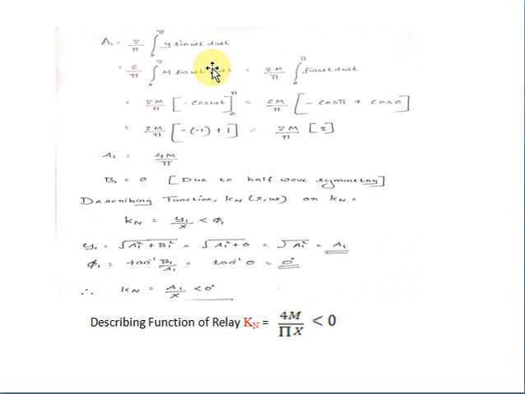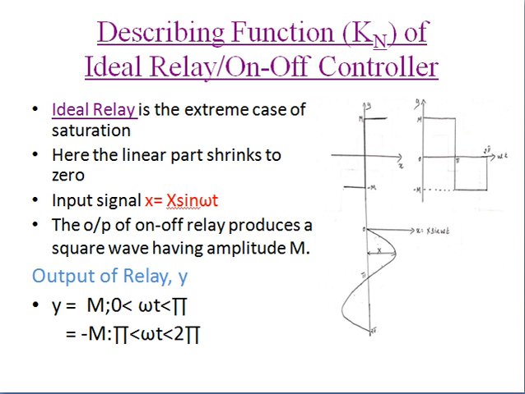Therefore the equation becomes 2 by pi into integral 0 to pi. Otherwise we would do 2 by 2 pi into integral 0 to 2 pi. Therefore here it exhibits half-wave symmetry. So a1 equals 2 by pi into integral 0 to pi y sin omega t d omega t. The limits are 0 to pi.